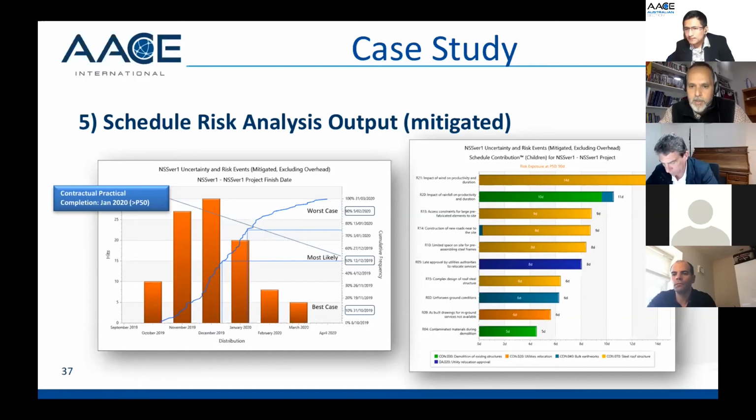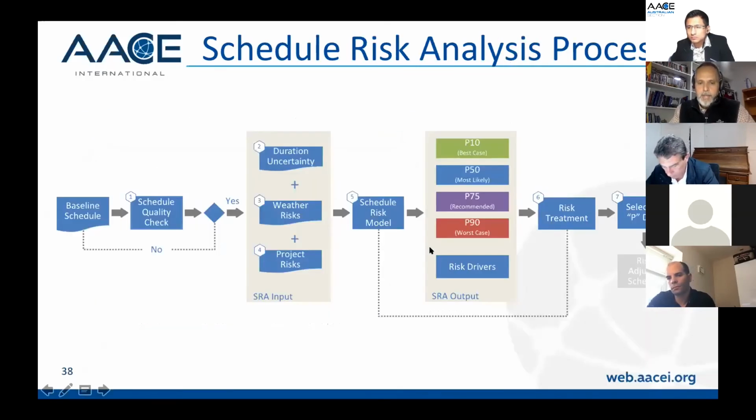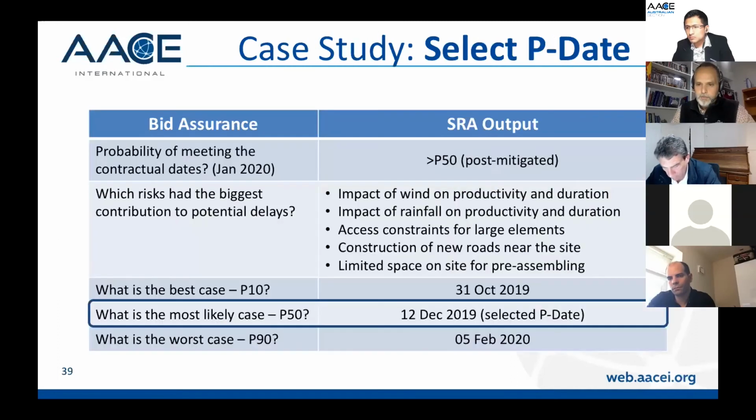The limited space on site, again, we had the constraint with the access and the footprint that we have. And that's where we ended up. We got to the point where we said there is nothing more that we can do. We just need to go ahead with what we have. The next step for us was to decide what is going to be the key date that we're going to propose.